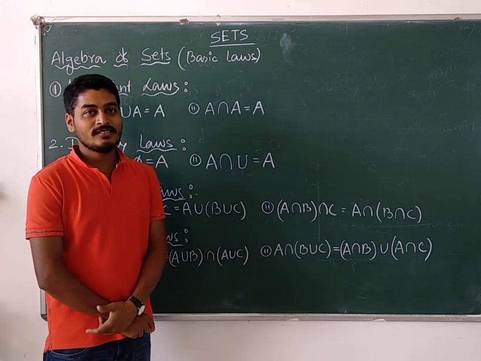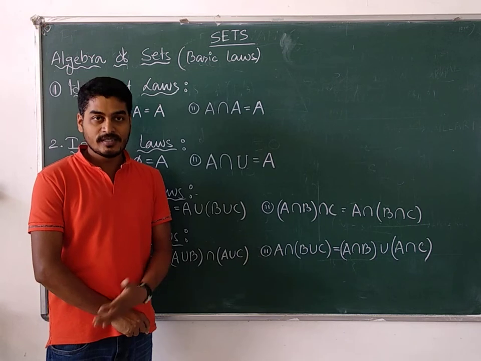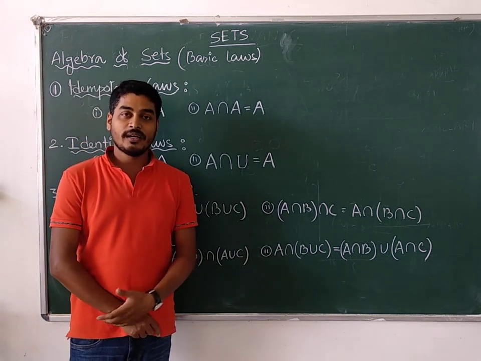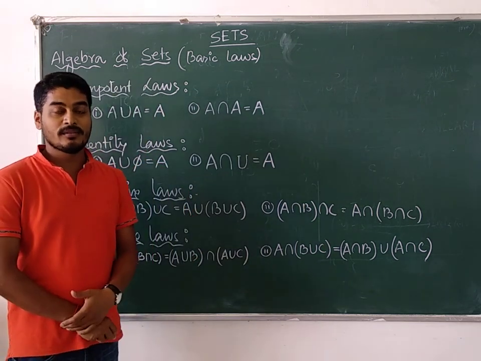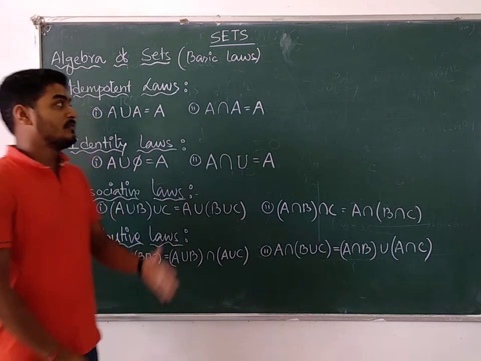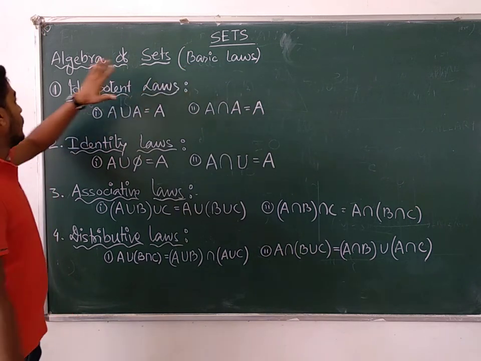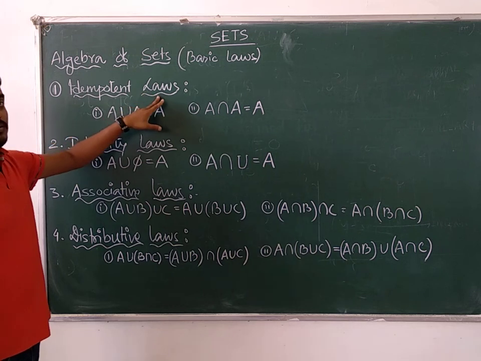Here in this lecture, I will try to cover the different laws which are associated with union and intersection. That means we will discuss all those properties which are satisfied by union and intersection. The first property is known as the basic laws of sets, or you can say the algebra of sets. The first one is the idempotent law.